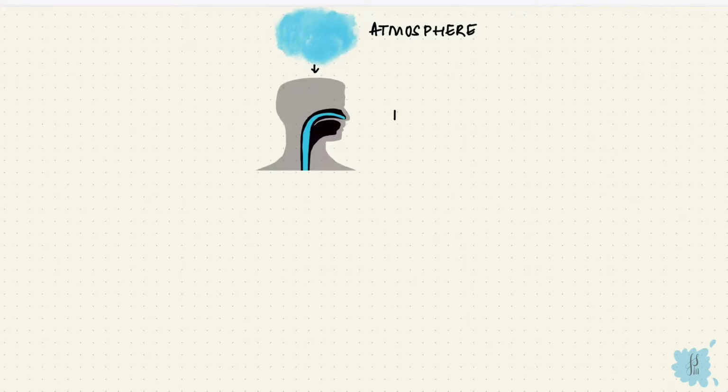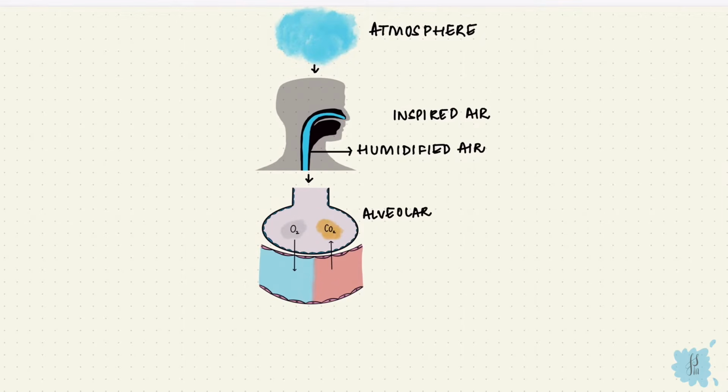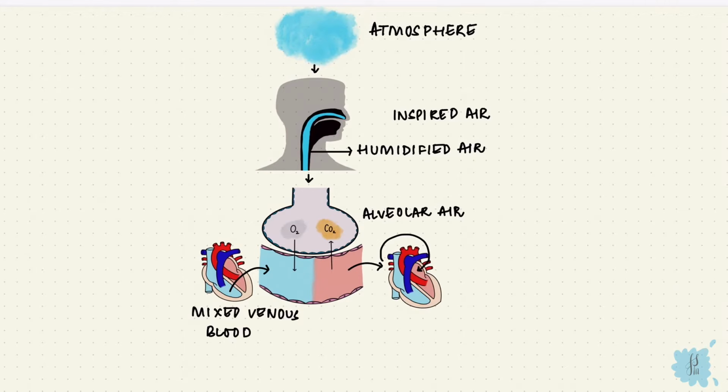So air travels from the atmosphere, it gets inspired, gets humidified in the respiratory passages, and gets exchanged in the alveoli with the capillaries. The blood that enters the capillaries is mixed venous blood coming from the right heart, and after oxygenation, it reaches the left heart and enters systemic circulation as systemic arterial blood. The carbon dioxide from the venous blood then gets expired.